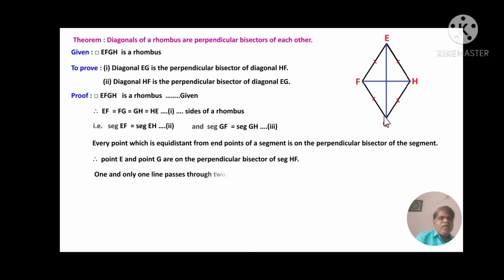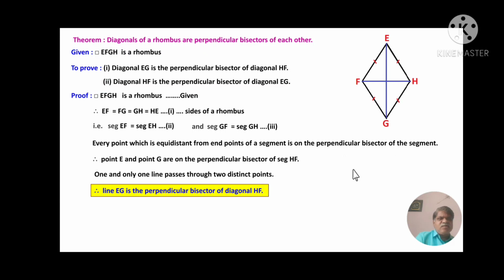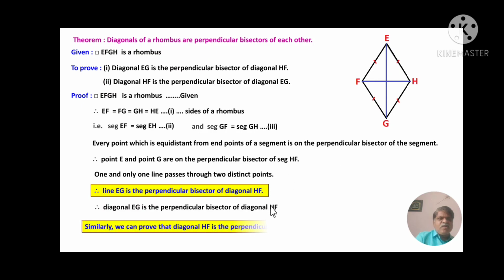One and only one line passes through two distinct points. These 2 points, only one line will pass. Therefore, we can get that line EZ is the perpendicular bisector of FH. Also, diagonal EZ is the perpendicular bisector of diagonal HF. Similarly, we can prove that the diagonal HF is also the perpendicular bisector of EZ.